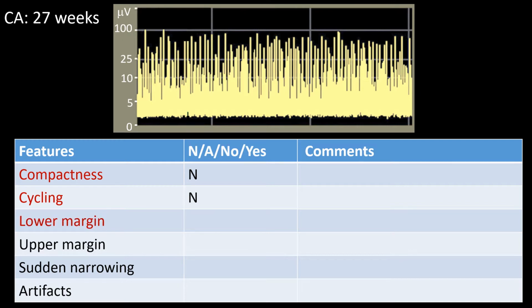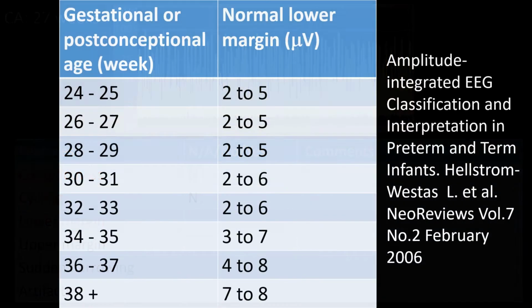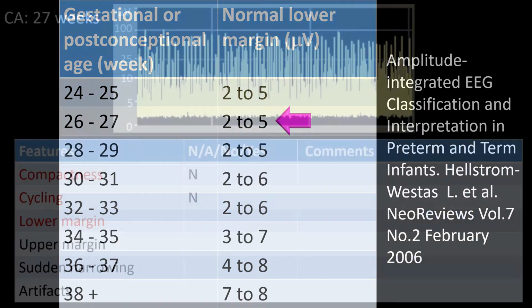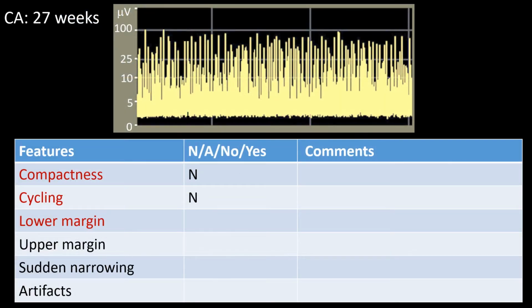Lower margin at 27 weeks, as reported in this table from NeoReviews, which I have introduced before, indicated here, is normal between 2 and 5 microvolts. So the lower margin is normal.